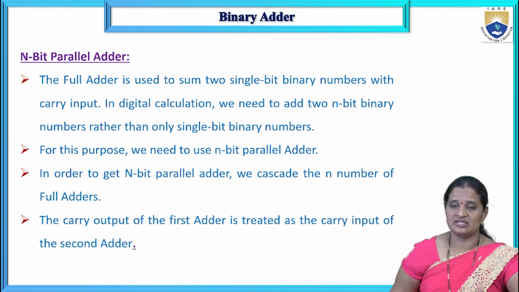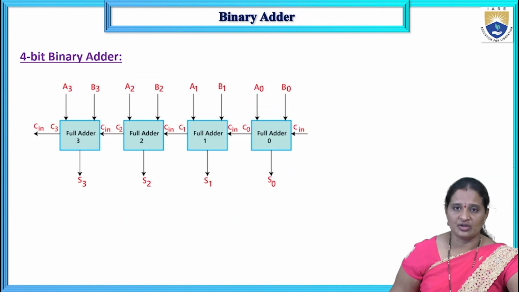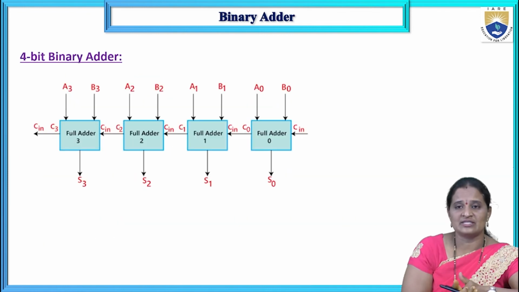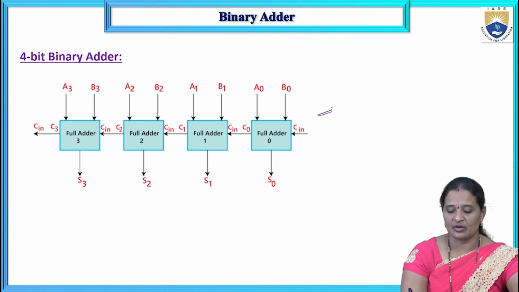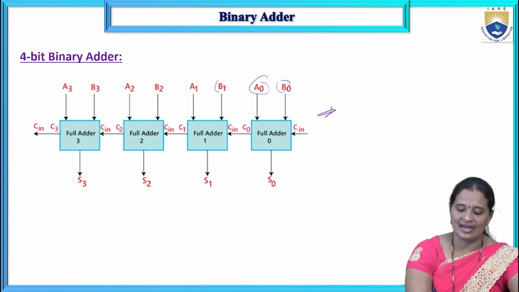So the number of bits decides the number of full adders to be used in the parallel adder circuit. Here, why are we calling it a parallel adder? Because all the inputs are applied at a time, parallelly, to all the full adders. That is why it is called a parallel adder. The 4-bit binary parallel adder circuit is shown here. This is the circuit diagram of the 4-bit binary parallel adder, where all the bits are applied at a time.